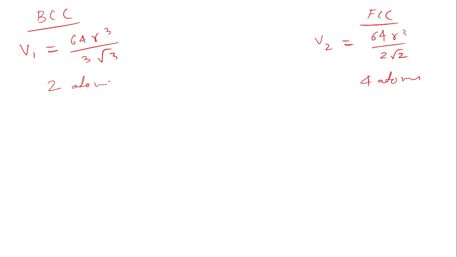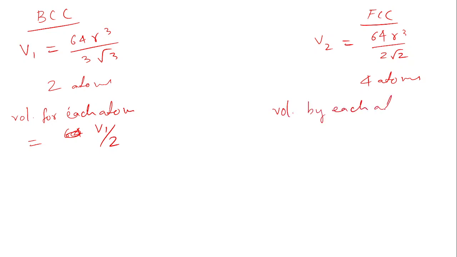So the volume occupied by one atom will be 64 r cube divided by 2 root 2, basically V1 divided by 2, and here the volume occupied by each atom will be V2 by 4. So this is the volume for which we need to find out the change. Okay, we need to be careful here.